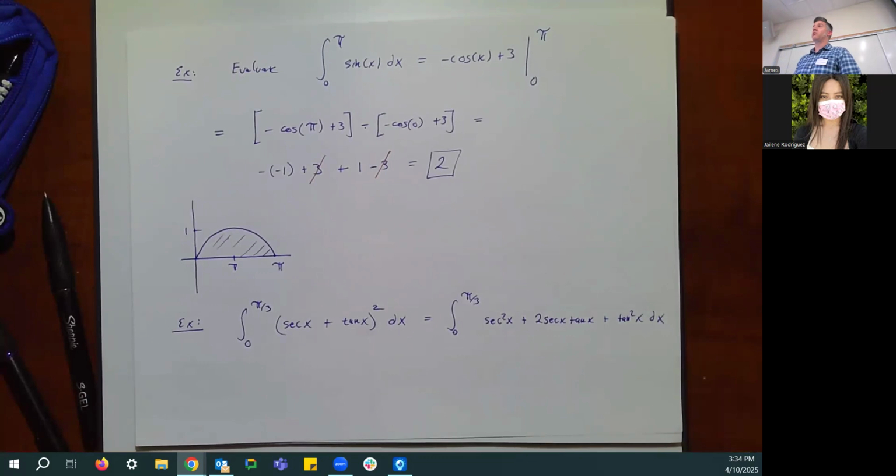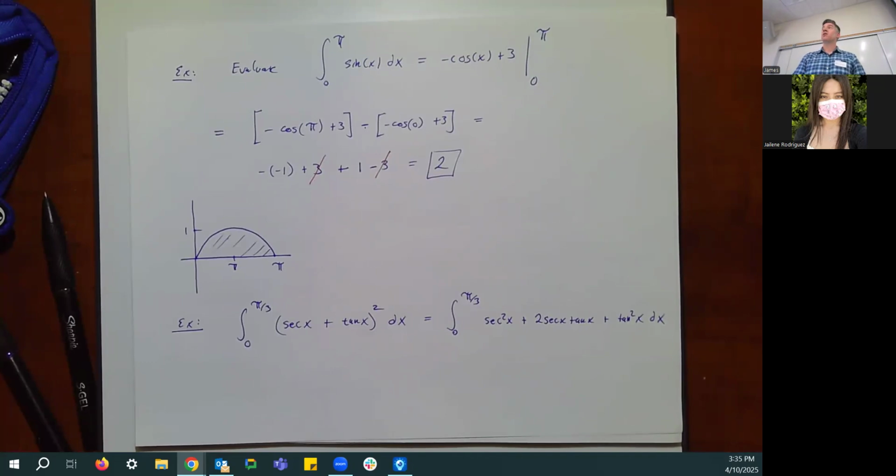And I would say that 2 of those pieces, you already know the antiderivative of. What's the antiderivative of secant x times tangent x? Secant x. What's the antiderivative of secant squared x? Just tangent, right? Because the derivative of tangent is secant squared, and the derivative of secant is secant x tangent x. What about the tangent squared? Well, it's not as hard as you think it is once you know the trick.